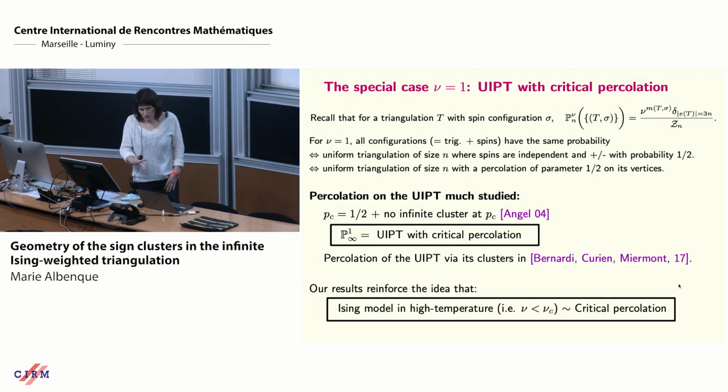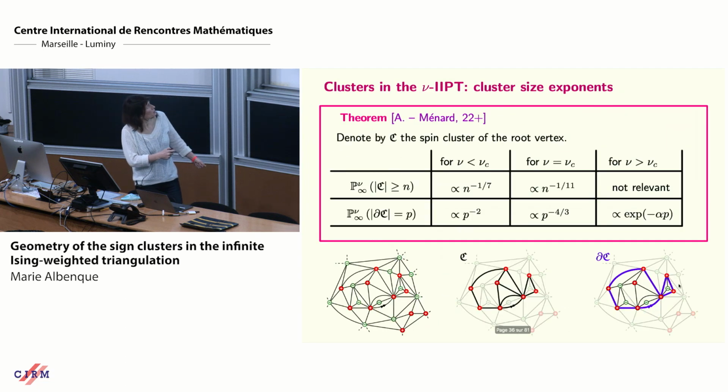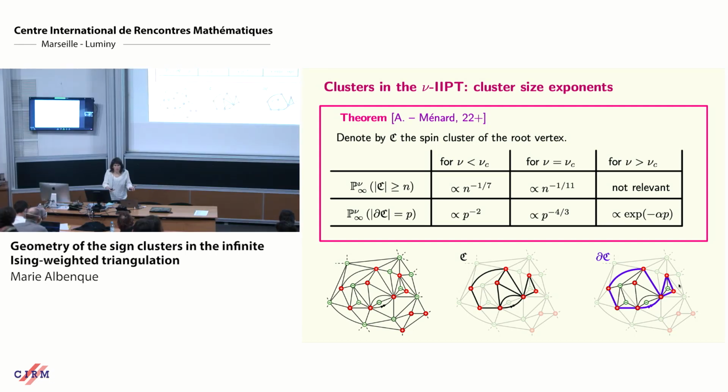Our results reinforce the idea I mentioned a bit before that nu = 1 doesn't play any special role here. If you look at my exponents, nu = 1 is here, and you see it doesn't play any special role. You really have the idea that Ising in the subcritical case corresponds to critical percolation, and there shouldn't be any special role played by critical percolation here, which is widely believed to be true, but for which we don't have any rigorous indication.